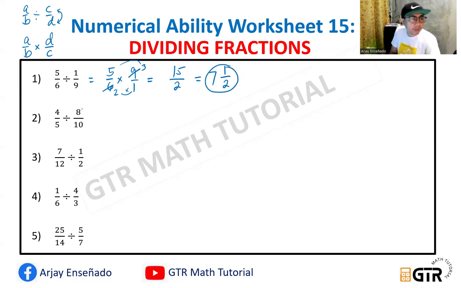Okay, so next number, so we have 4/5 divided by 8 over 10. So dito bago tayo proceed sa multiplication, pwedeng i-lowest term muna natin ito. 8 over 10. Pwede kasing i-lowest term. Divide natin parehas sa 2. So 8 divided by 2, that is 4. And then 10 divided by 2 is 5. So parang parehas na. Okay, so gawin na natin yung process. So just copy the first fraction, 4 over 5. Change the operation to multiplication and then get the reciprocal. 4 over 5 will become 5 over 4.